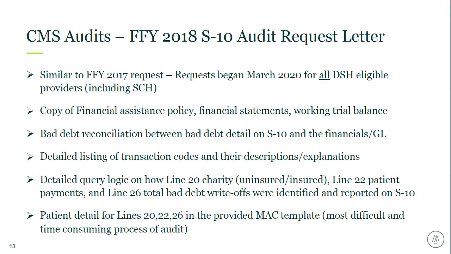As the federal 2018 audits began, you can see on this slide items requested to begin the S-10 audits were similar to the federal 2017 request. The standard letter requests a copy of the financial assistance policies, the financial statements, working trial balance, as well as the bad debt reconciliation between the bad debt on line 26 and the financials. They also requested a detailed listing of transaction codes and descriptions that detailed behind the lines 20, 22, and 26, as well as the detailed logic on how the facility prepared the S-10.